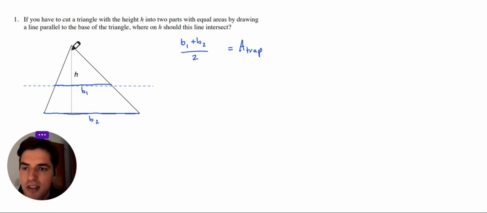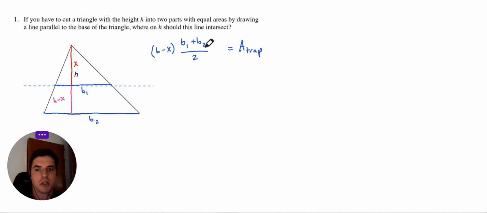I'm going to think of this height up here for the triangle, and I'm going to call this x. I'm going to call the height at the bottom... We know the whole thing is h. The top is x, so this must be h minus x. Okay. To round out the formula for the area of the trapezoid, we're going to have (h minus x) times (b1 plus b2) over 2.